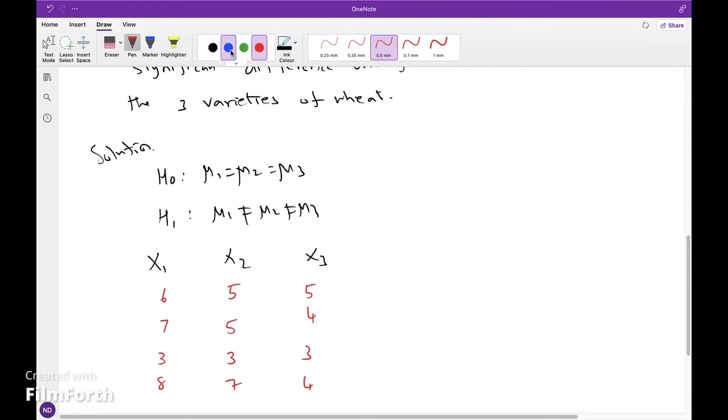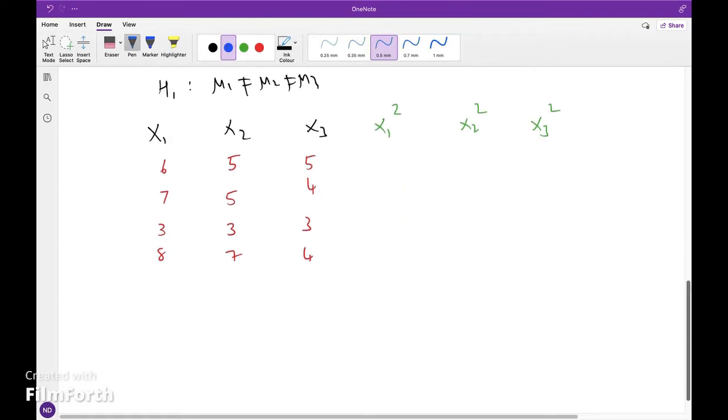We have to find out x1 squared, x2 squared and x3 squared. X1 squared: 36, 49, 9, 64. X2 squared: 25, 25, 9, 49. X3 squared: 25, 16, 9, 16. Now find the total value.